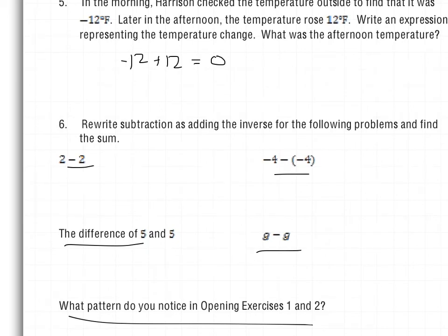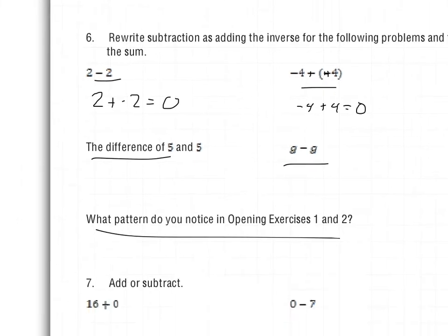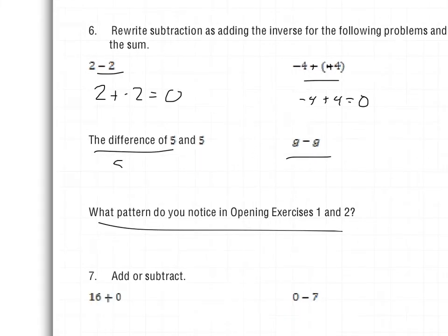Right. We're writing this as 2 plus negative 2. That's going to be equal to 0. This will be negative 4. Change this to add the opposite. The opposite of negative 4 would be positive 4. Negative 4 plus 4 is equal to 0. The difference of 5 and 5, so that's 5 minus 5, which rewrites as 5 plus negative 5, which is 0. G minus G, that's G plus the opposite of G, which would be 0.